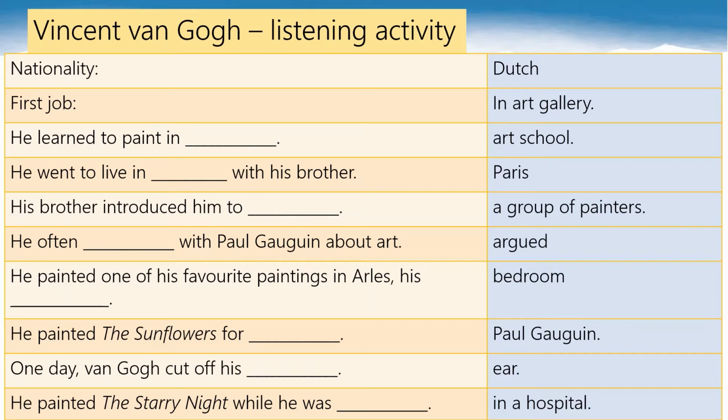And let's check the solutions. So Van Gogh was Dutch and he worked in an art gallery. He learned to paint in art school. He went to live in Paris with his brother, who introduced him to a group of painters. He often argued with Paul Gauguin about art. He painted one of his favorite paintings in Arles, his bedroom, and he painted the sunflowers for Paul Gauguin. One day, Van Gogh cut off his ear, and he painted the Starry Night while he was in a hospital. I hope you did everything correctly. Well done!